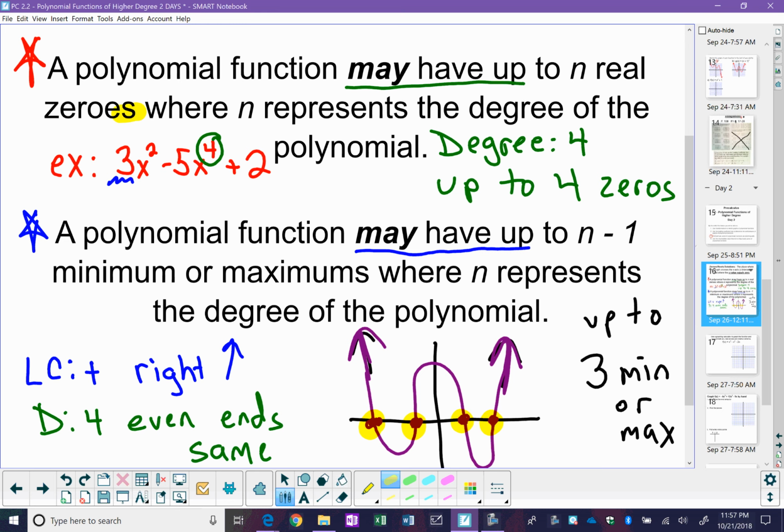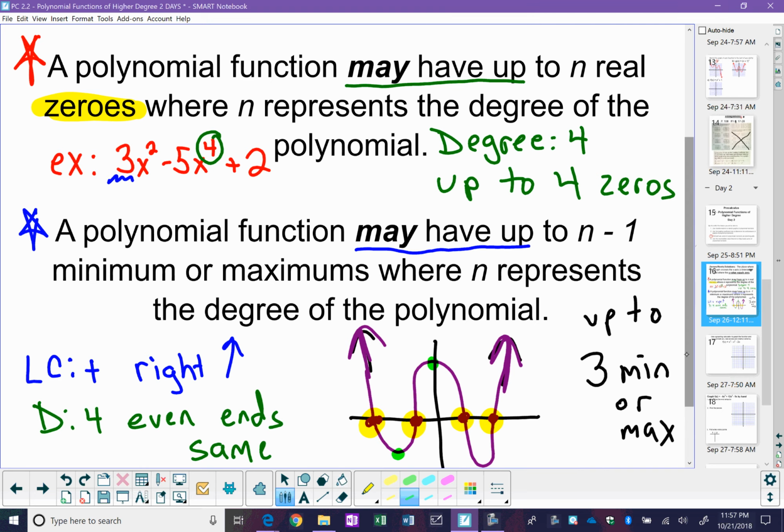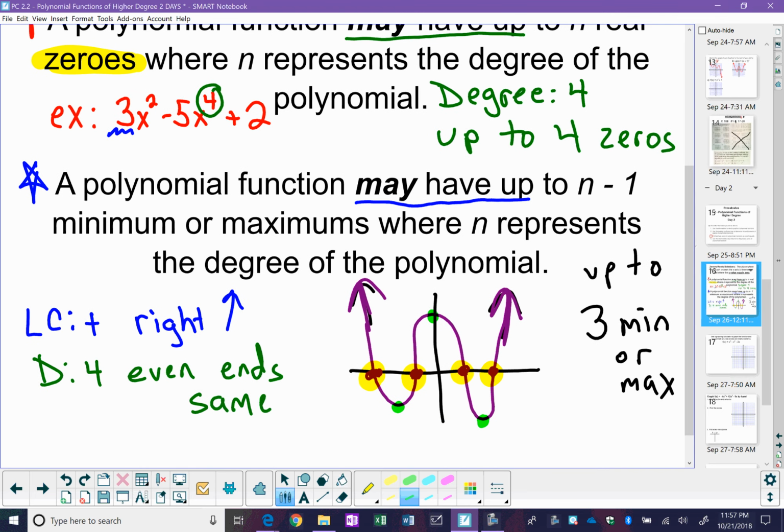Those are your zeros. But I could also have up to 3 minimums or maximums. So minimums or maximums are the top or the bottom of your hills. So here, I could have up to 3. I could have less than that.